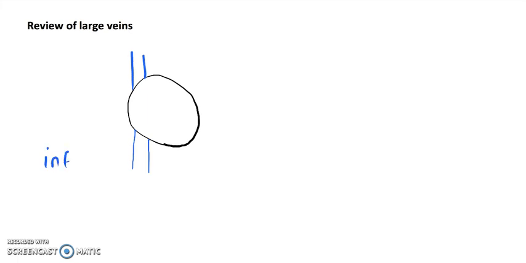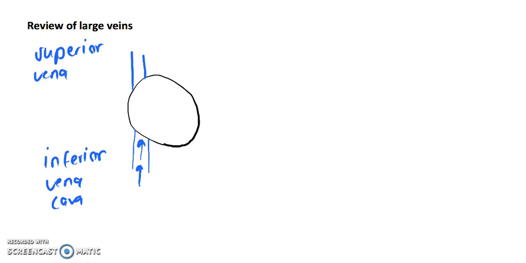Okay, so let me start with the heart. Pump that keeps the circulatory system going. And we have two large veins, one that enters from the bottom, one that enters from the top. This one is the inferior vena cava, and this brings blood from organs below the heart. And this is the superior vena cava up here. Superior vena cava. And this brings deoxygenated blood from tissue above the heart.